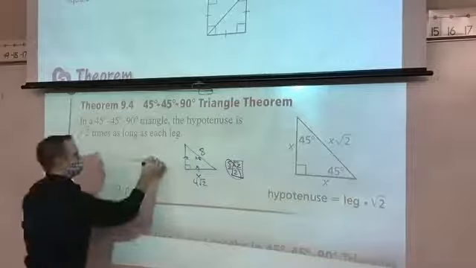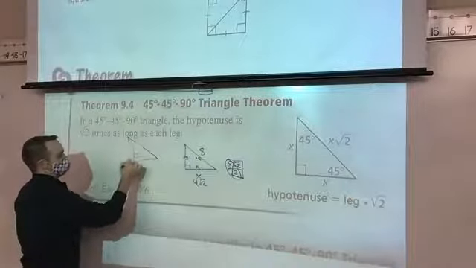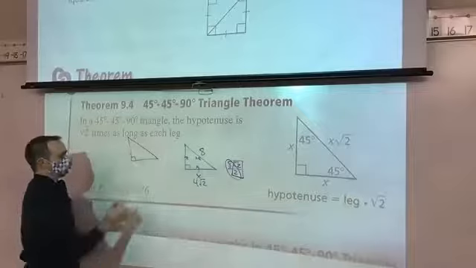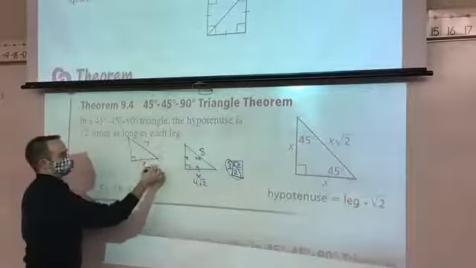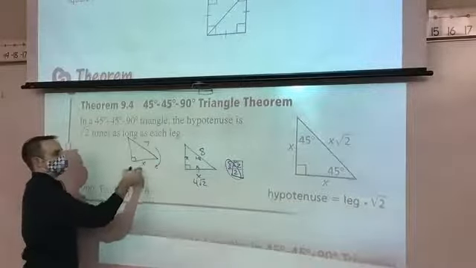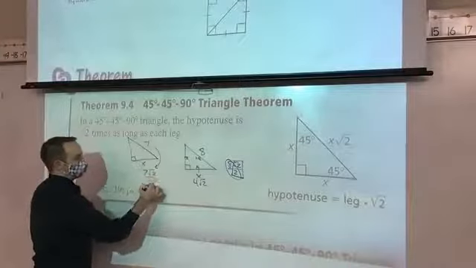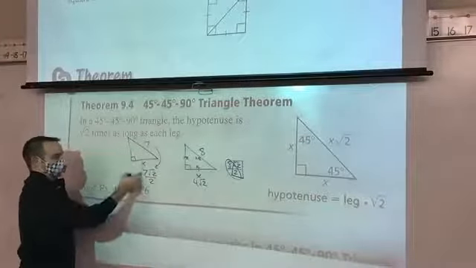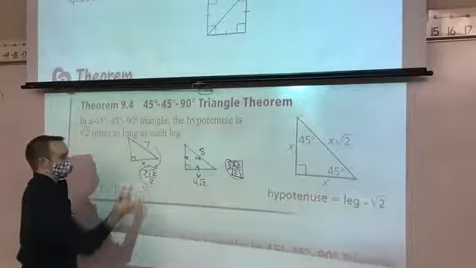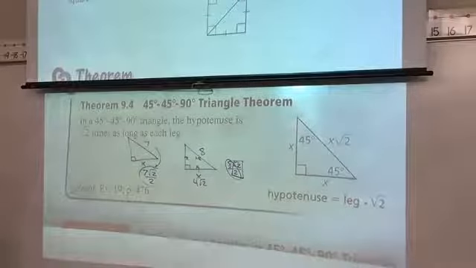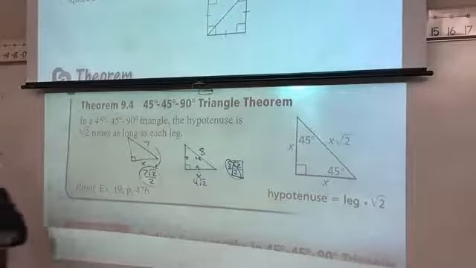Okay, if it's not divisible by 2, let's say it's a 7. I'm going to go from the root 2 side to the x side. I'm going to multiply by root 2 over 2. If that's not divisible by 2, then that's my answer. 7 root 2 over 2. And we just leave it just like that. Okay, so that's the easy way to do it, the shortcut here.